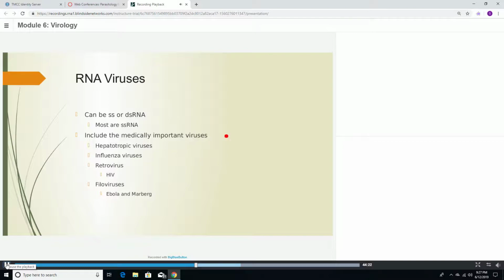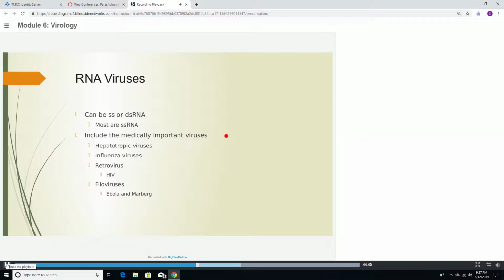Okay, so now we're going to get into RNA viruses. RNA viruses can be single-stranded or double-stranded RNA. Most are single-stranded RNA. RNA stands for ribonucleic acid. Most of you guys should know that. So the RNA is their genetic material. It's what it's made up of.